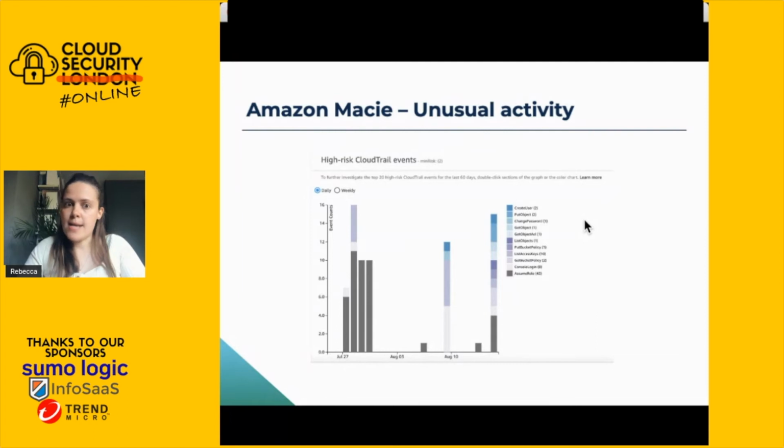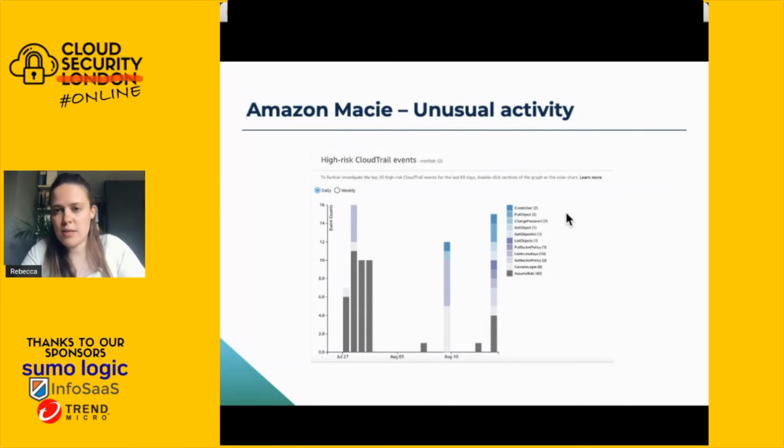And then, so another tool, just to finish this off, that I looked at was Amazon Macie. This tool uses machine learning to protect sensitive data, and it also monitors data access activity and picks out the anomalies for you.